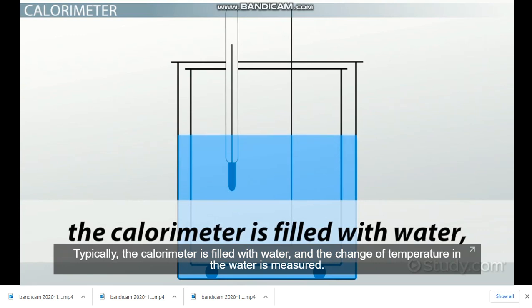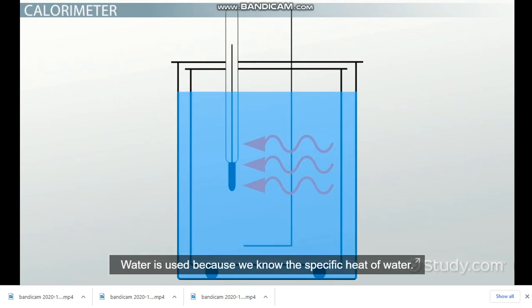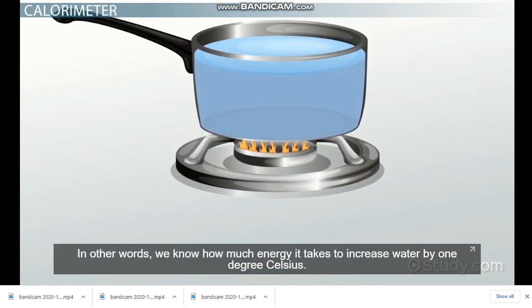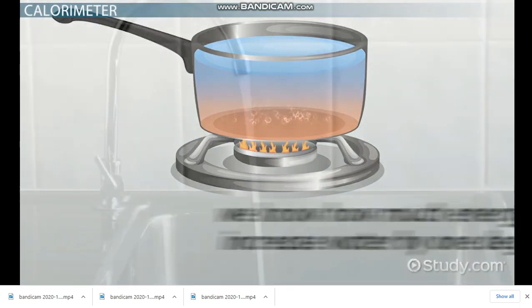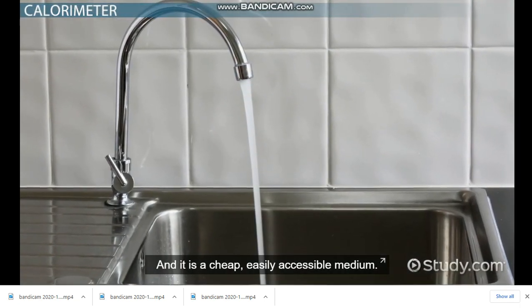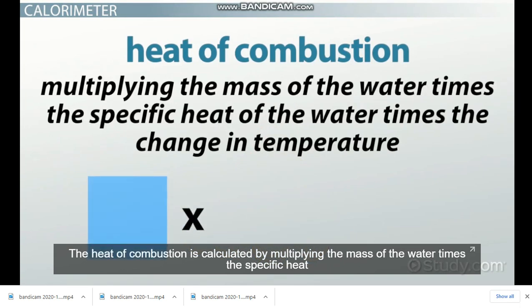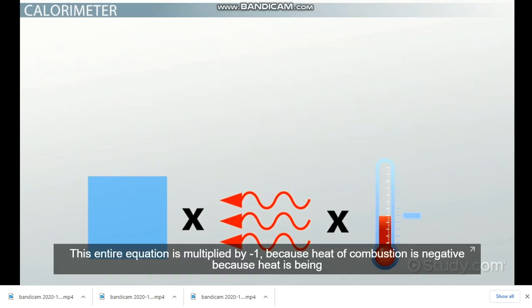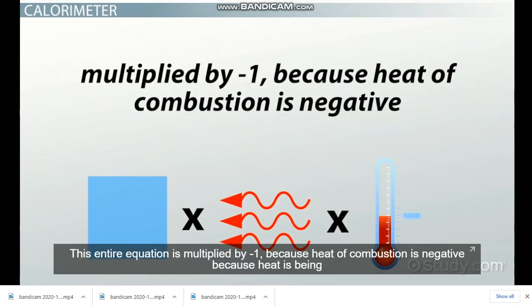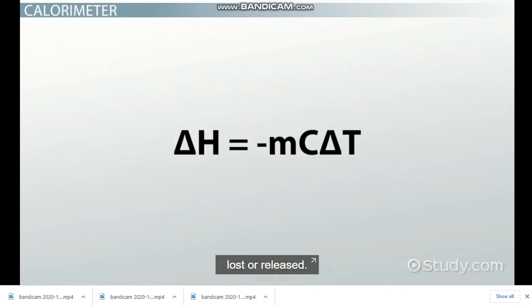Typically, the calorimeter is filled with water, and the change of temperature in the water is measured. Water is used because we know the specific heat of water. In other words, we know how much energy it takes to increase water by 1 degree Celsius. And it is a cheap, easily accessible medium. The heat of combustion is calculated by multiplying the mass of the water times the specific heat of the water times the change in temperature. This entire equation is multiplied by -1 because heat of combustion is negative because heat is being lost or released. Delta H equals negative mc delta T.